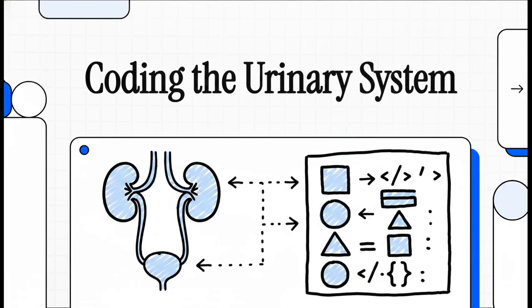Welcome to The Explainer. Today, we're diving right into the incredibly complex plumbing of the human urinary system. But more importantly, we're breaking down the highly specific medical coding rules that actually map it all out. If you're looking to translate biology into the language of medical billing without missing a single beat, well, you're in exactly the right place. Let's get into it.